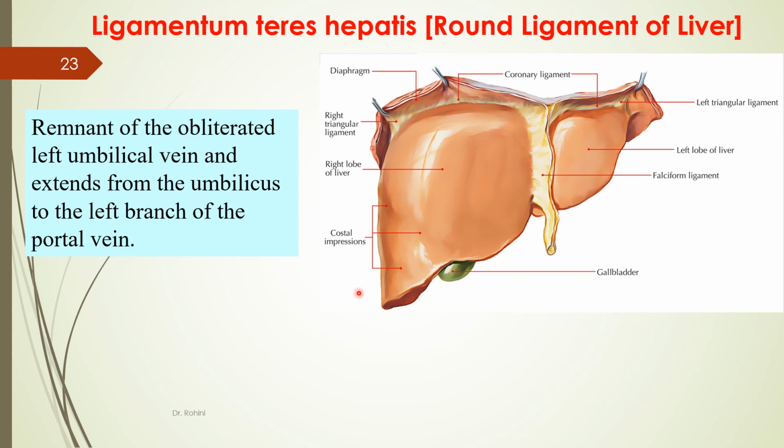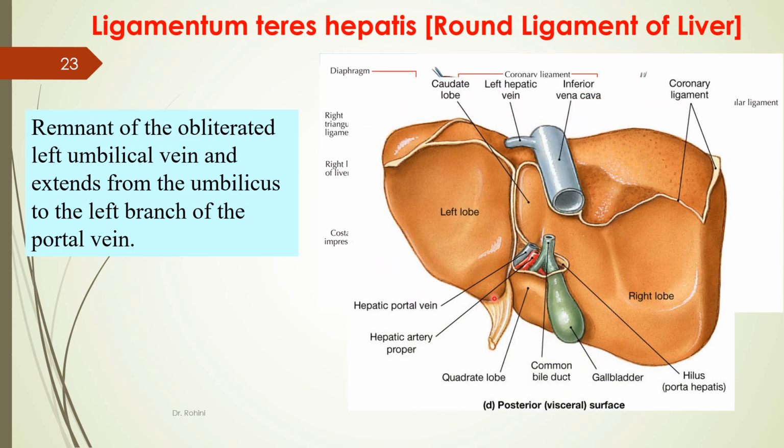This is the anterosuperior surface. Now here we can see this one fissure. This is the fissure for ligamentum teres hepatis. This peritoneal fold is entering inside this fissure. This is towards the left of your quadrate lobe.